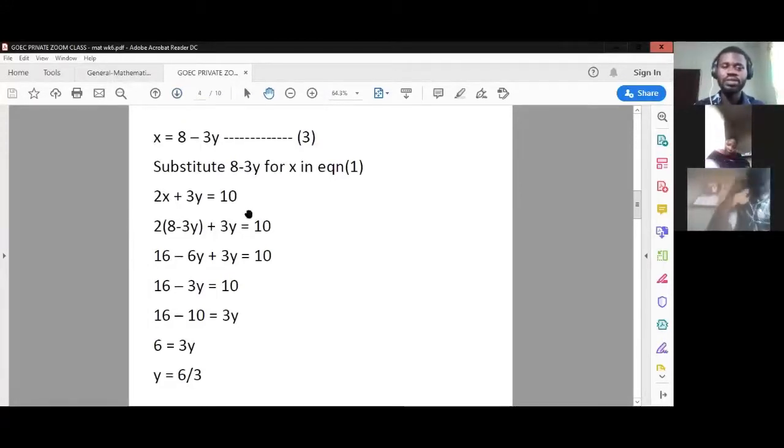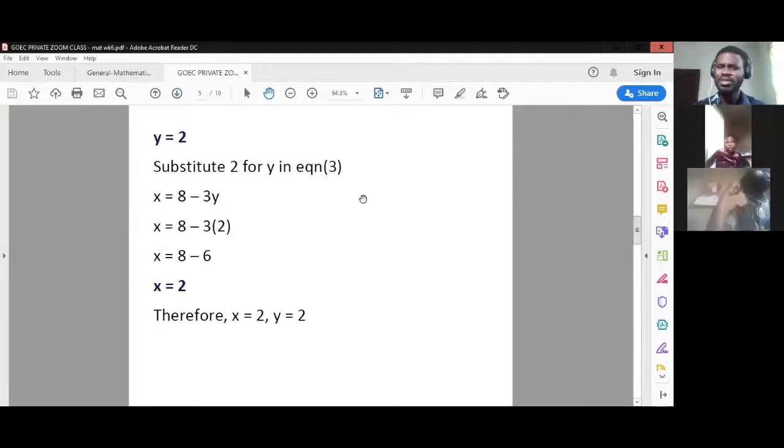So step 5 says simplify until you get an answer for... Please come again, can you give it to me? I've lost it. For one of the unknown. Speak louder, I can't hear you. Simplify until you get an answer for one of the unknown. Okay, beautiful. That's step 5.